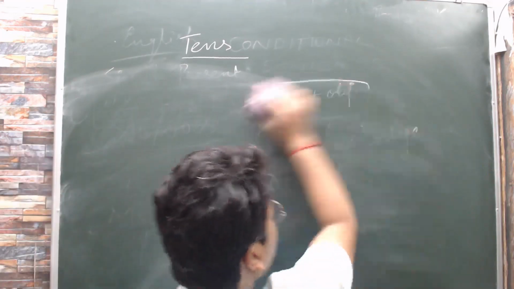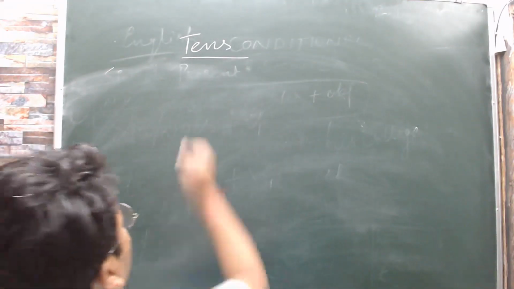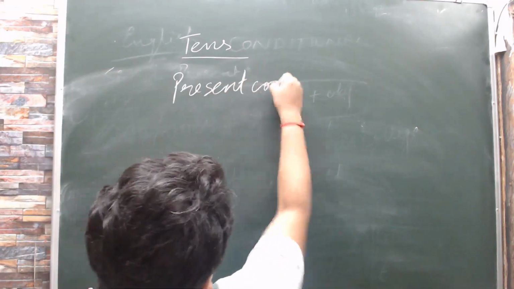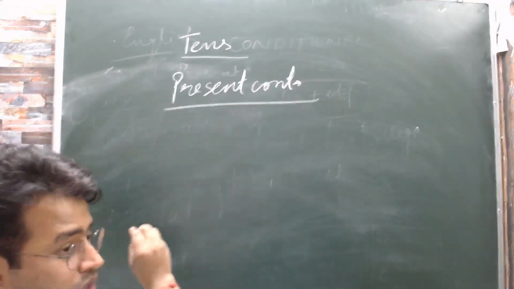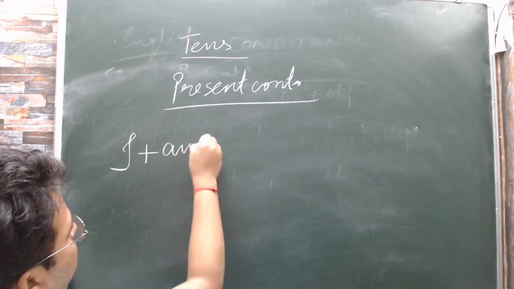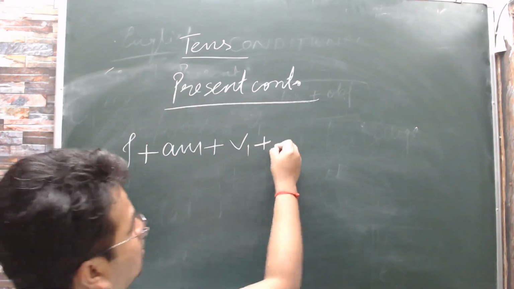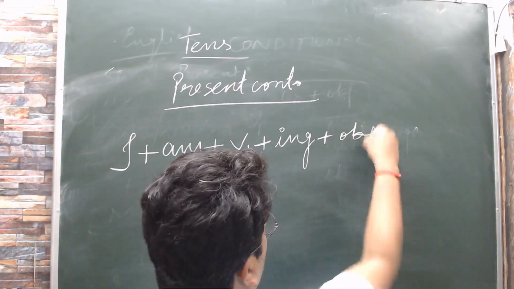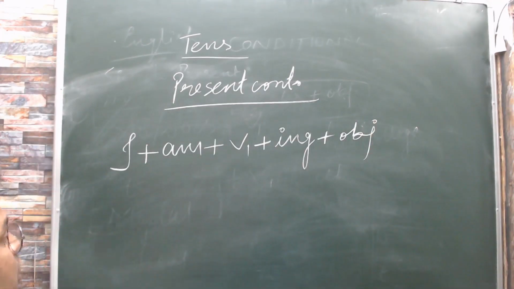So this was the simple present tense. In present continuous, we use with I, am plus verb first form plus ing plus object. I plus am plus verb first form plus ing plus object.